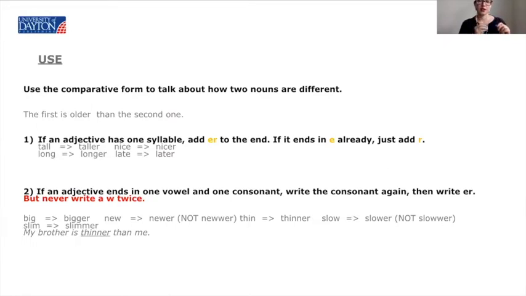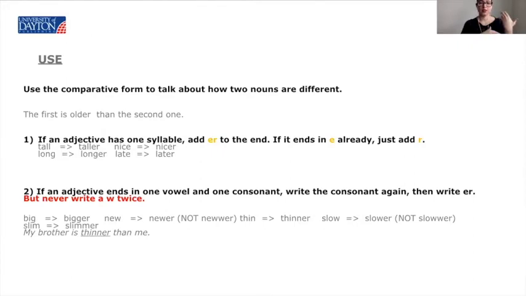If an adjective has 1 syllable, add ER to the end. If it ends in E already, just add R. Tall, taller, long, longer. So in there we added ER. Now the other two already end in E. So nice, nicer, late, later, okay?